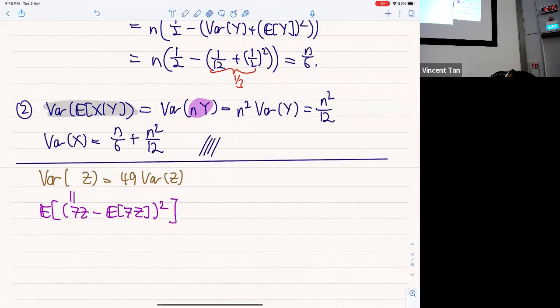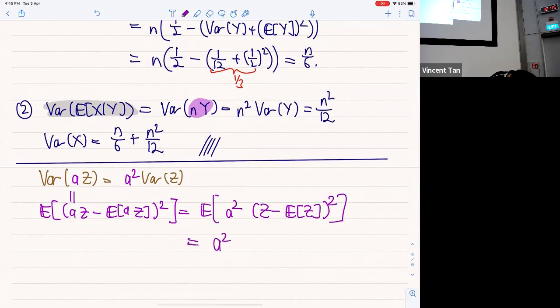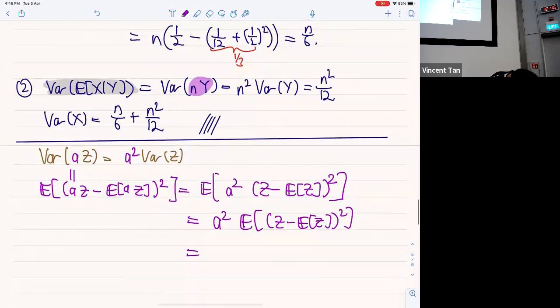Instead of 7, let's do A. Now you notice that you can bring out A squared here: Z minus expectation value of Z, all squared. So this becomes A squared times the expectation value of Z minus expectation value of Z, all squared. So this becomes A squared variance of Z, as desired. So David, there are not many things in life you have to remember. This is one thing.